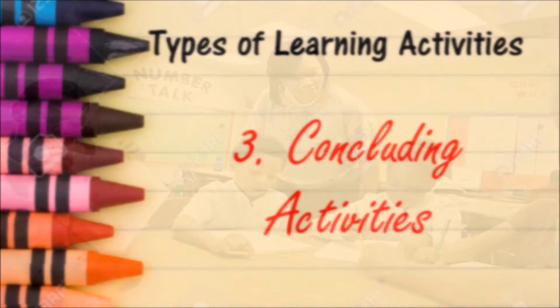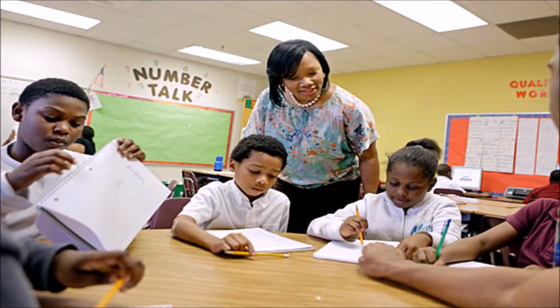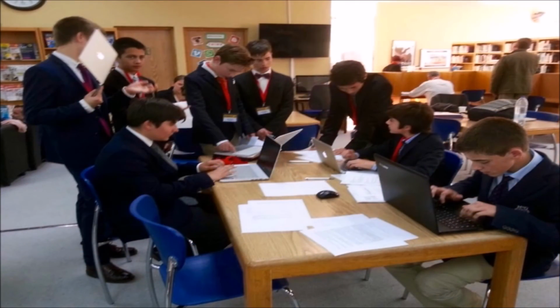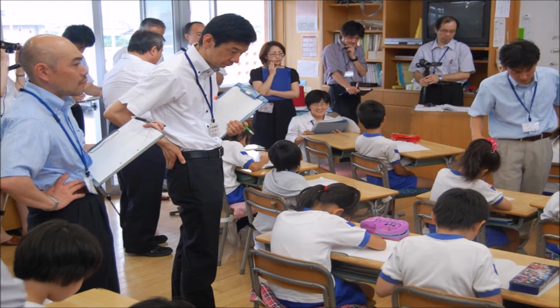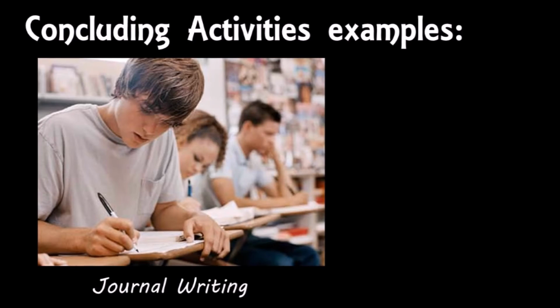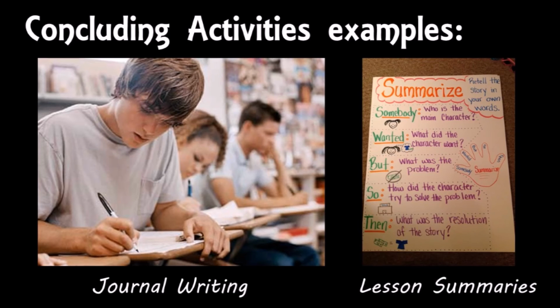Concluding activities. These are activities students engage in as a part of the application of the newly acquired knowledge. They may come in a form of wrap-up, after which students submit the summary in outline form. Examples of these are journal writing at the end of the period and lesson summary.